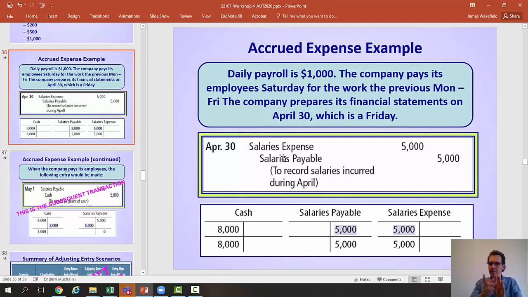Well, remember, what would have happened last Saturday prior to the Friday we are recording this adjusting entry? What would have happened is the business would have paid its employees $5,000 in salaries. And this is a transaction. So when something crosses the economic entity boundary, so we take $5,000 out of the business, we give that to the employees, we record a transaction at that time. And so when we record that transaction, we would debit salaries expense and credit the cash that we paid.